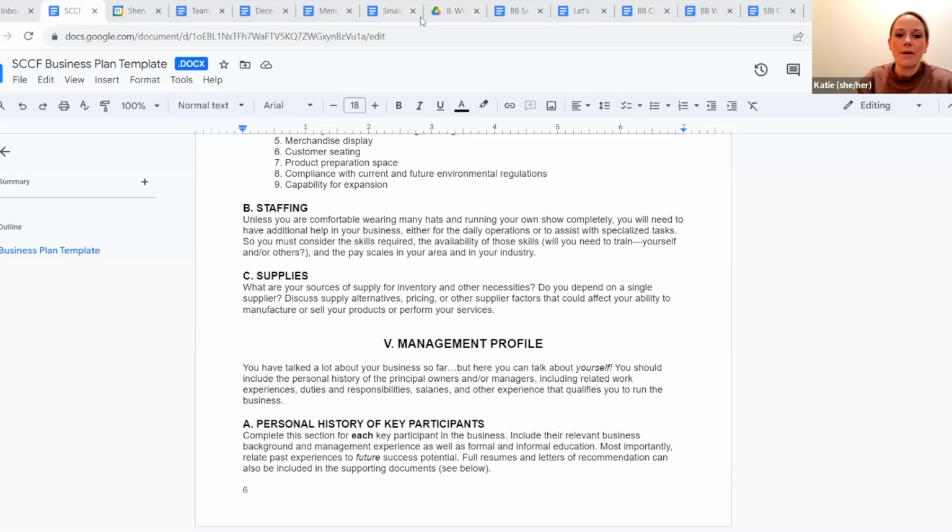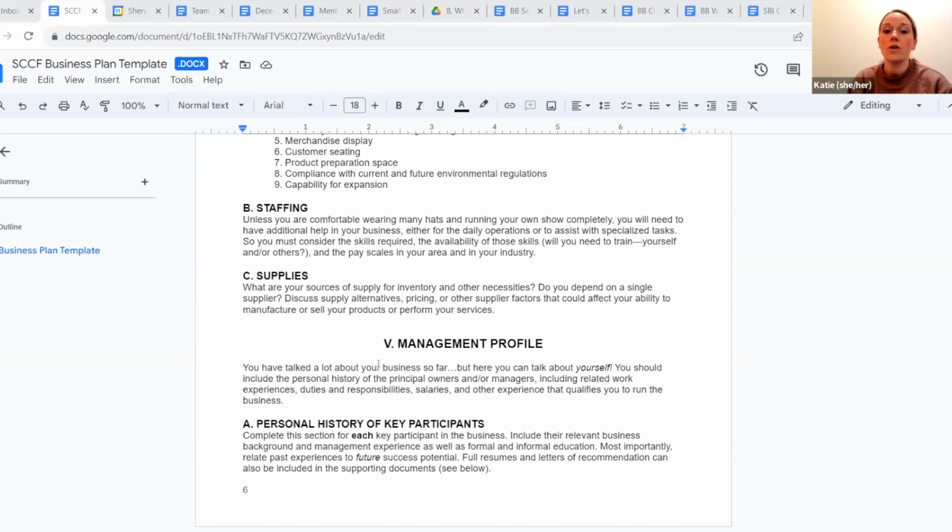All right, next up, this is the fun part. The management profile is all about you. Previously, we've talked about the plan a lot, the business a lot, but now you're going to talk about yourself and why you are the person to run this business. Who are you? What's your background? What makes you qualified?